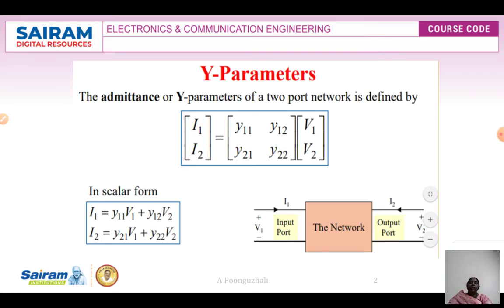So Y parameters we can write in terms of Y is nothing but I by V. That means I is going to be an independent variable and V1 and V2 are going to be your dependent variables. So here we can write I1 is equivalent to Y11 into V1 plus Y12 into V2. I2 is equivalent to Y21 into V1 plus Y22 into V2. So in matrix form, I1, I2 is equivalent to the matrix Y11, Y12, Y21, Y22 into V1, V2.